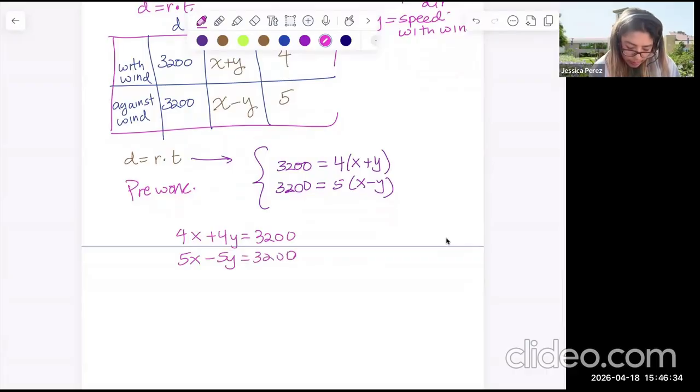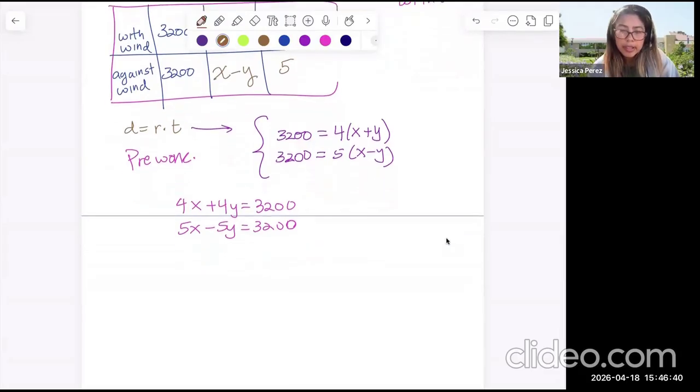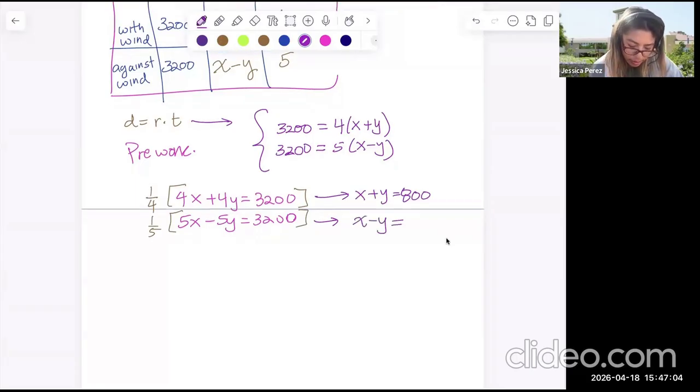Now, you may want to use elimination in this case because you have the plus and the minus. But before I do that, I'm going to multiply this by 1/4 and this by 1/5 to simplify my equations. 3,200 is divisible by 4 and by 5. If I divide it, I get x plus y is equal to 800, since 3,200 divided by 4 is 800. Then I have x minus y is equal to 3,200 divided by 5, which on your calculator you should get 640.